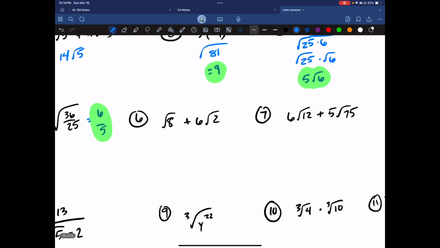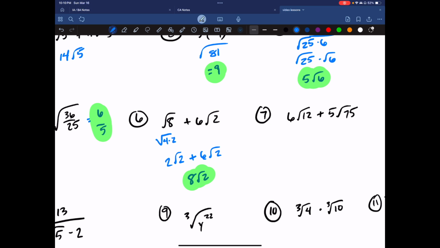Now on 6, this one, they don't have the same radical when you start the problem. However, if you apply the same concepts we just talked about where we simplify the radicals, we can take the square root of 8 and simplify it. This is going to be the square root of 4 and 2. So I can take the 4 out and leave the 2. So that's going to be 2 square root of 2. And then I have the 6 square root of 2. And now I have something that I can add. This is going to be 8 square root of 2.